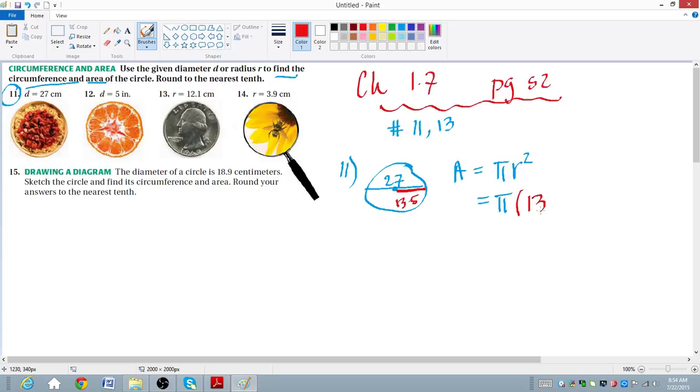I'm going to put 13.5, just plug it into the formula. Now remember order of operations, you're going to do 13.5 squared first, so 13.5 times 13.5, I get 182.25. You keep the pi, times 182.25. And you could leave it like this. Usually, if you leave it like this, they put the number first, so it'll be 182.25 pi.